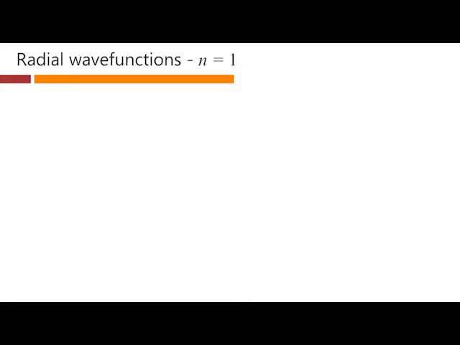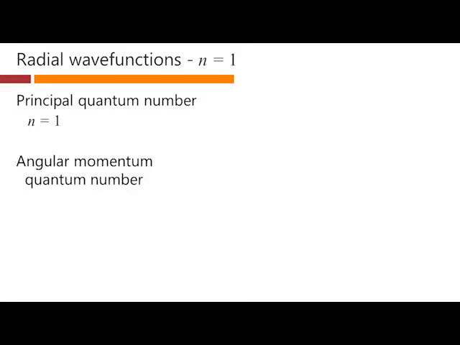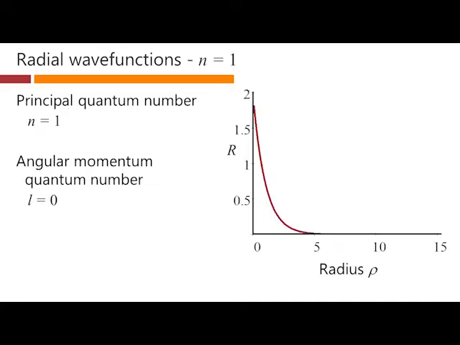So here are some of the functions. Explicitly then, for n equals 1, the principal quantum number equal to 1, and the angular momentum quantum number therefore has to be L equals 0 because n has to be greater than or equal to L plus 1. So if n is 1, L has to be 0. Then we get this function, which formally is in this form.